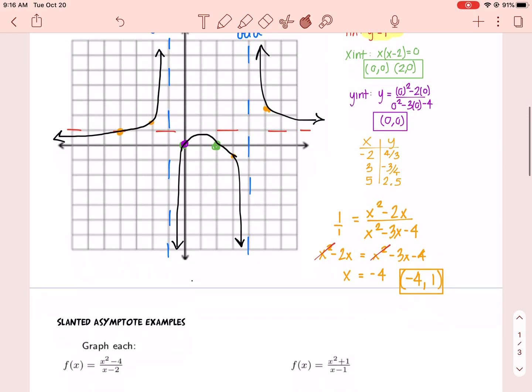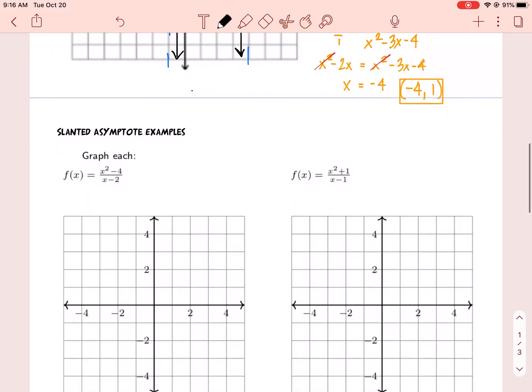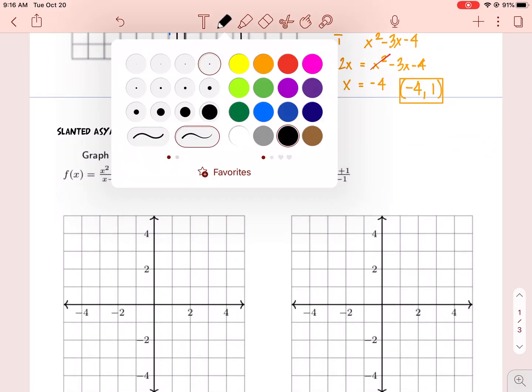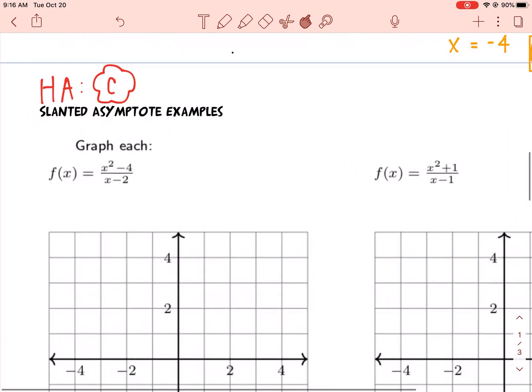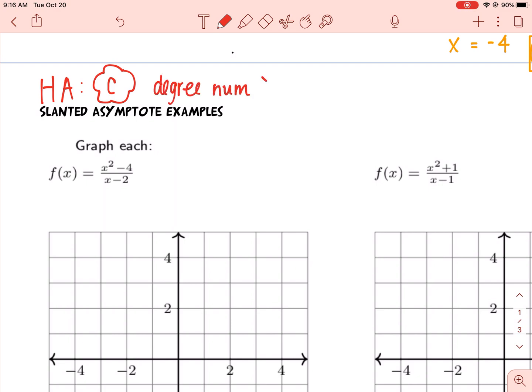Heading to the back, we're now going to talk about these slanted asymptotes. So these are different from horizontal asymptotes. This is option C from our little sheet that we use. This is what happens when the degree of the numerator is bigger than the degree of the denominator. Okay, this is option C. So degree of numerator bigger than degree of denominator.